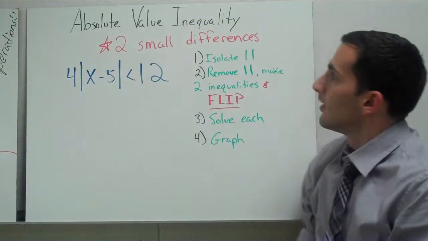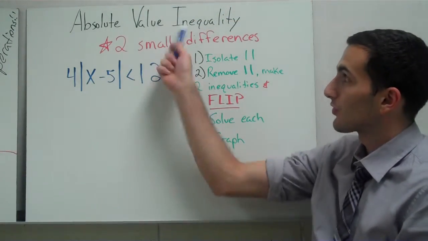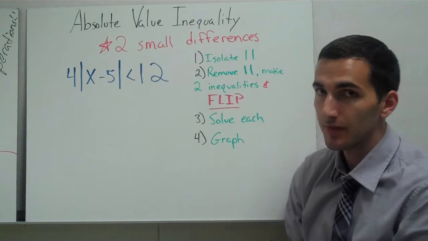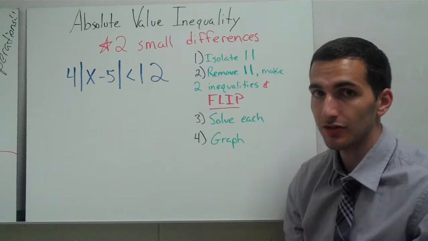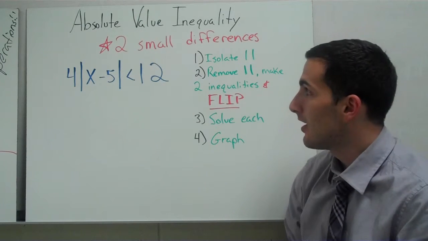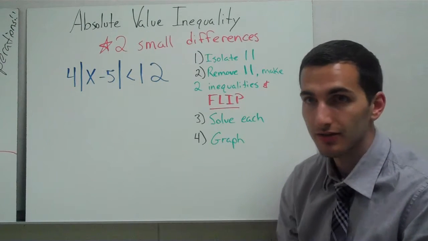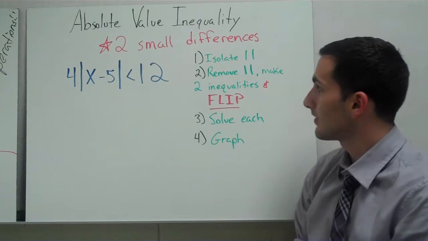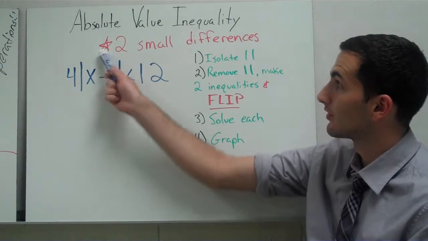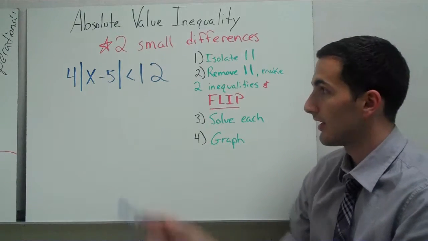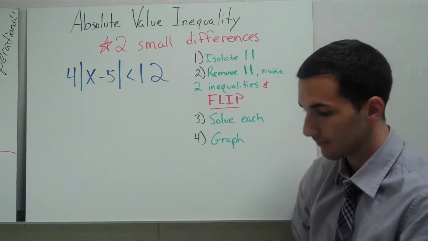Alright. Next up, we've got the absolute value inequality. Well, if you guys remember from Friday, the difference between inequalities and equations is not very big, right? Most of the time we're doing exactly the same thing. As you can see, before we had 3 steps, now we've got 4, so there's not many differences. There are just 2 small differences in this one from the last one.